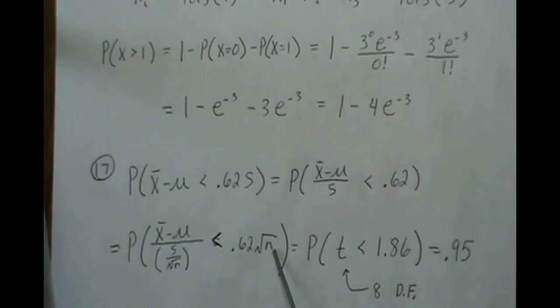So n is given to be 9, so square root of n is 3. So 3 times that is 1.86. This is a t distribution with n minus 1 degrees of freedom, so it's 8. And if you look that up in the table, you get 0.95.